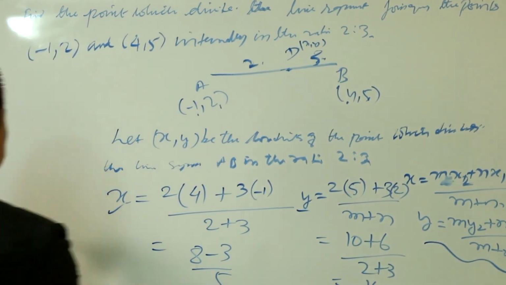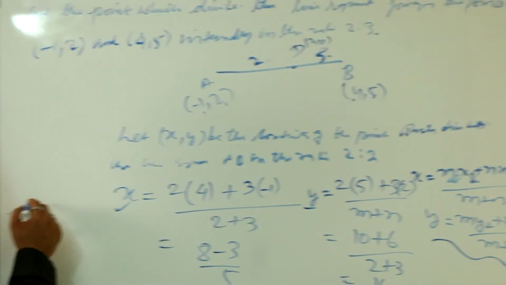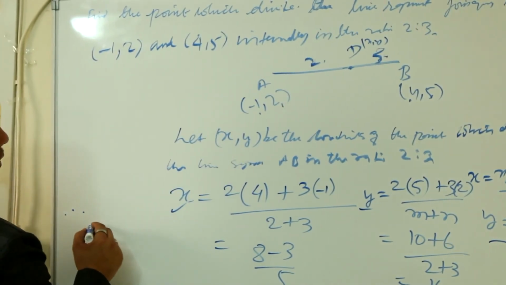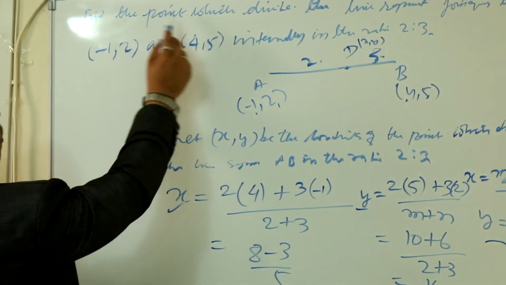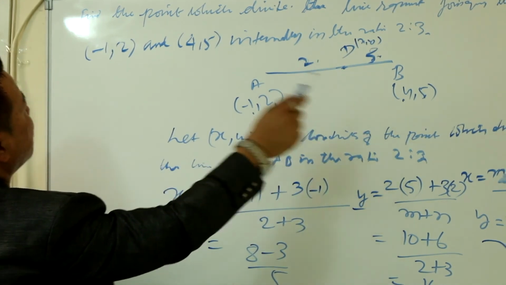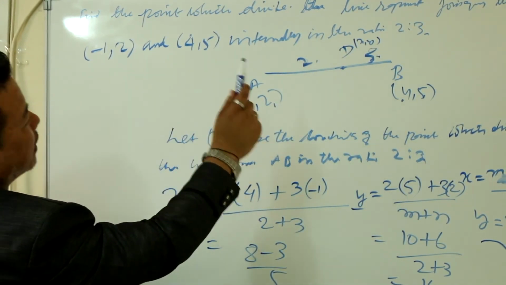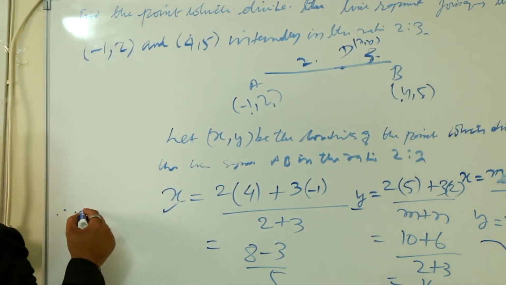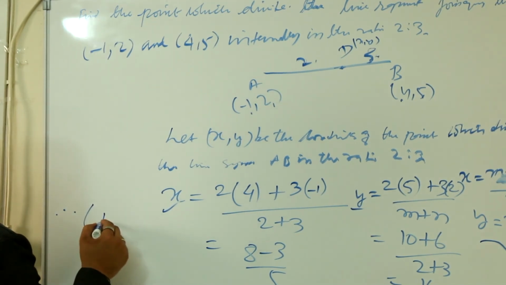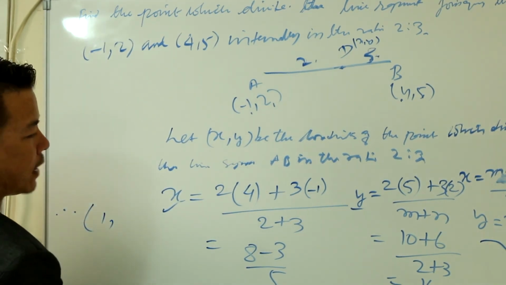So therefore, you can write the point which divides the line segment joining the points minus 1, 2 and 4, 5 internally in the ratio 2:3 is how much? What is the value of x? 1, comma, and what is the value of y?